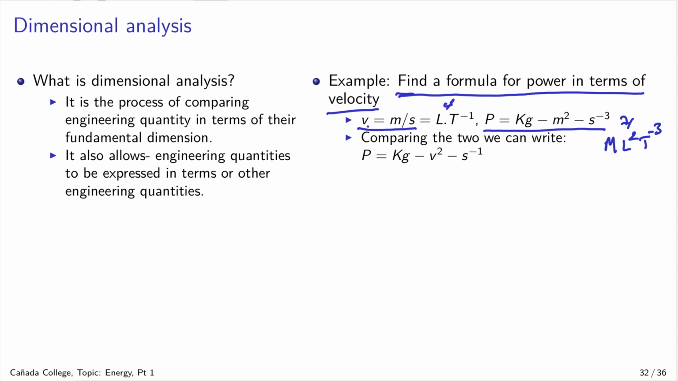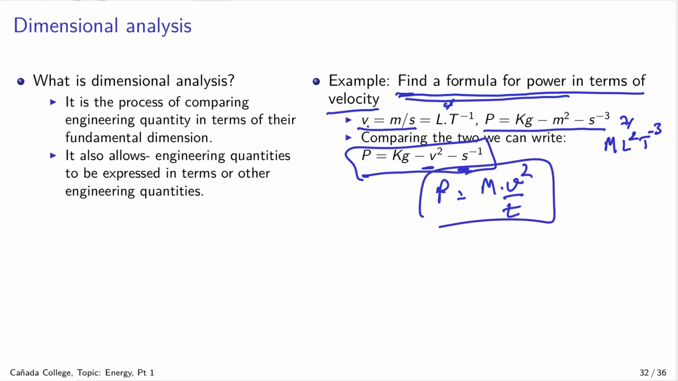So now my question here is to find a formula for power in terms of velocity. Since I know that velocity is meters per second, I look at how I can fit that into my power expression. I see that I can write it down as v square, which gives me meter square per second square, and I'm left with 1 second unit raised to power minus 1. And so my power in terms of velocity formula now becomes power equals mass times v square divided by time. So that would be an equation that relates power to velocity.